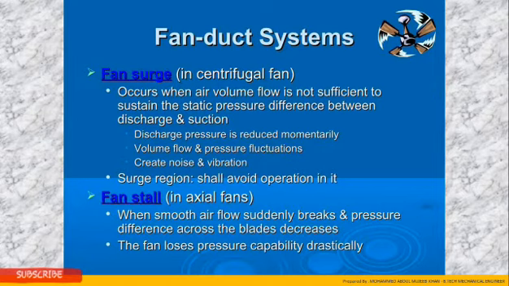Fan surge in a centrifugal fan occurs when air volume flow is not sufficient to sustain the static pressure difference between the discharge and suction. Fan stall in an axial fan occurs when smooth air flow suddenly breaks down and the pressure difference across the blades decreases. The fan loses pressure capability drastically.